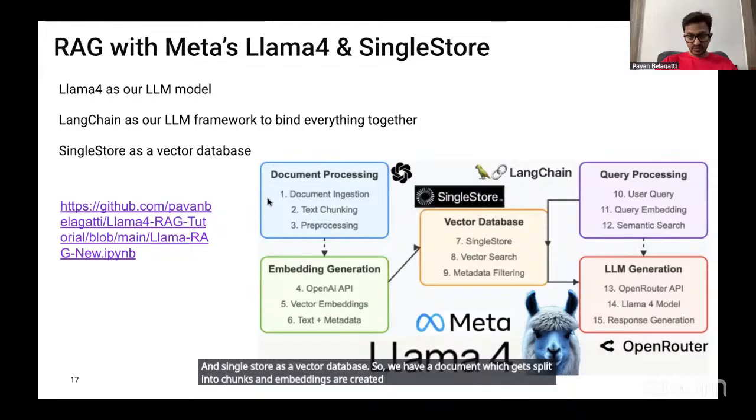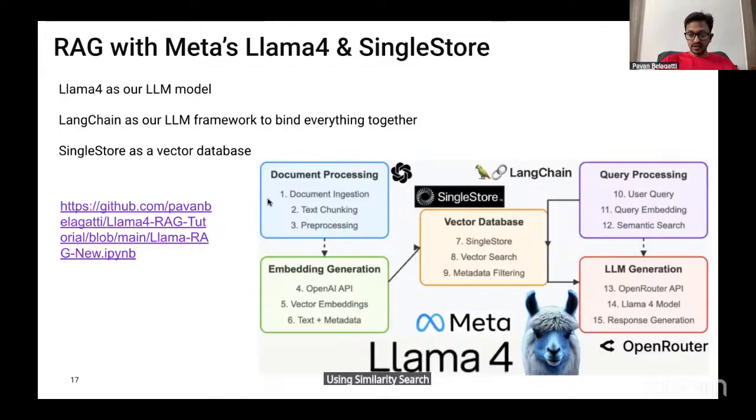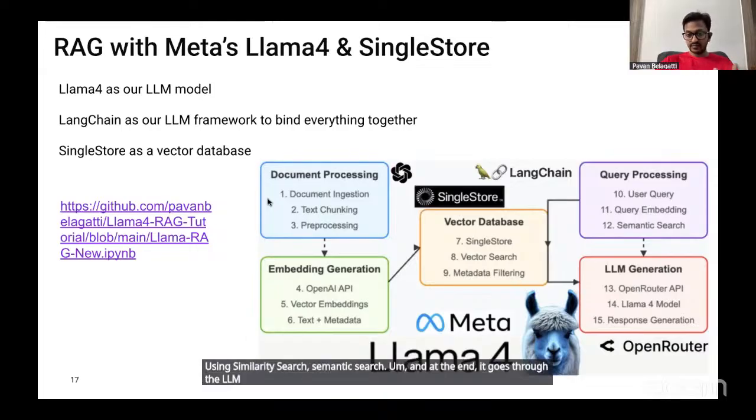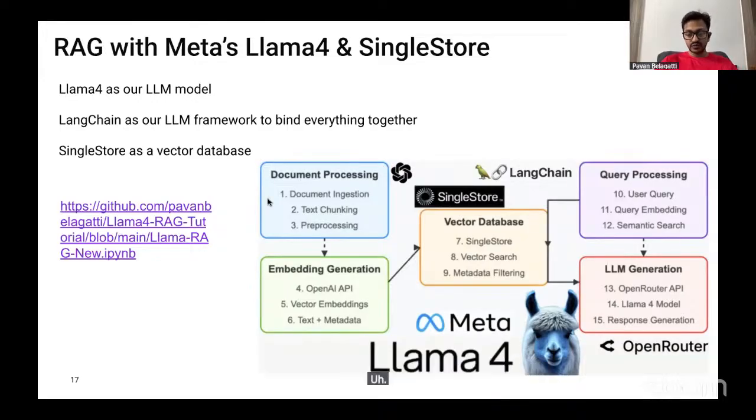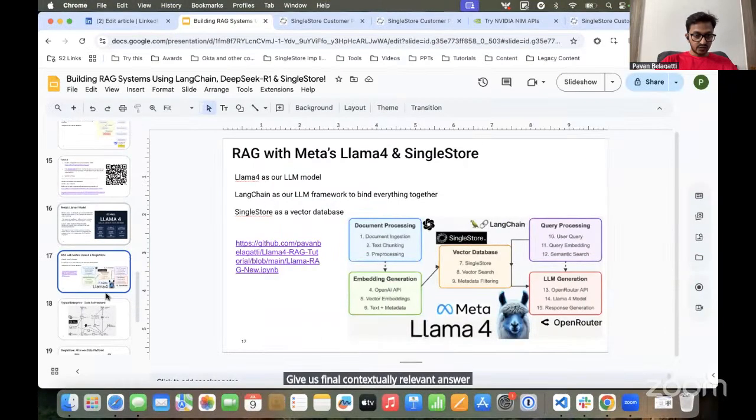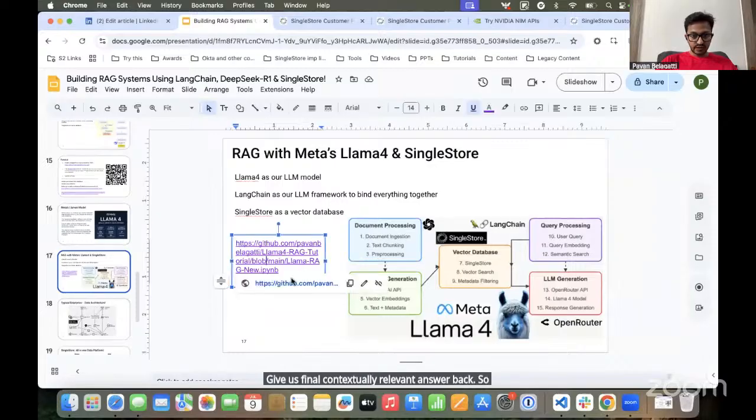All these embeddings are stored in a vector store like SingleStore, and then when a user query comes in, it goes through the vector store using similarity search, semantic search, and at the end it goes through the LLM model, that is Llama 4, to give us the final contextually relevant answer back. So let's go to the GitHub.